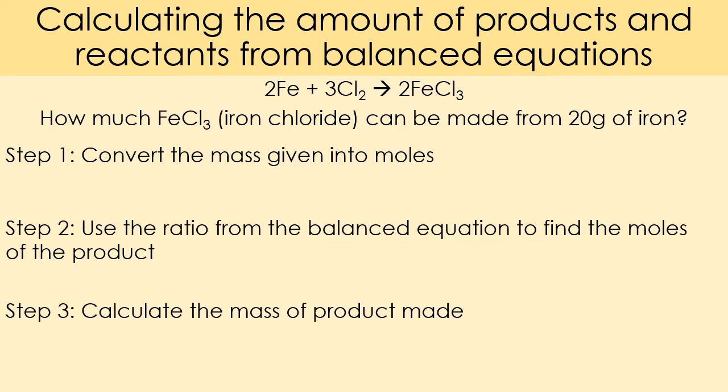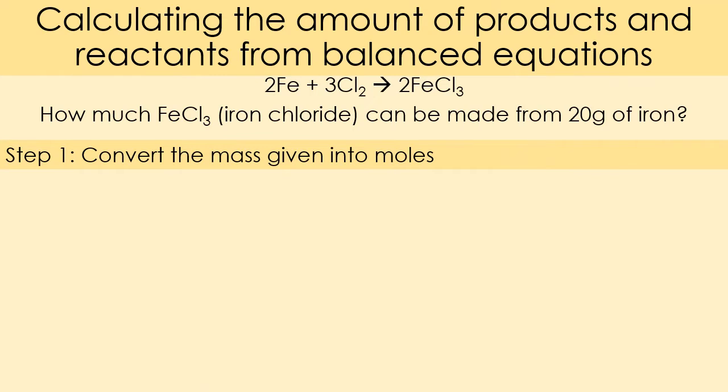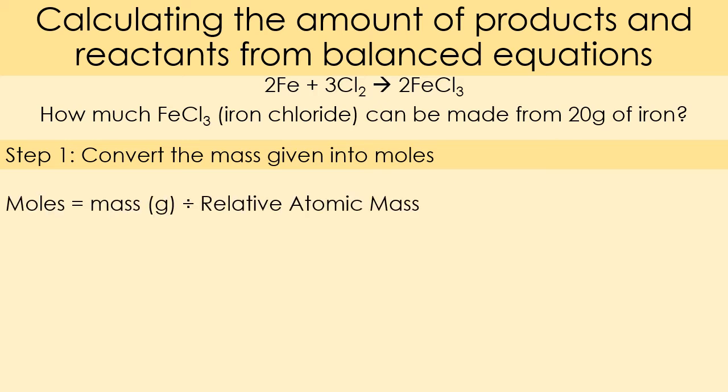So first off, we're going to look at step 1. We're going to convert the mass given into moles. So we look at the question, and it tells us we've been given 20 grams of iron. We're going to use the equation we're using all the time at the moment: moles equals our mass in grams divided by our relative atomic mass. So we've been given the mass in grams, that is 20.